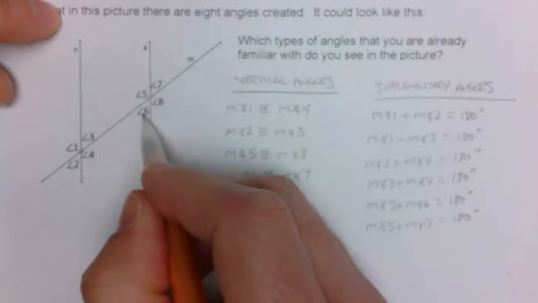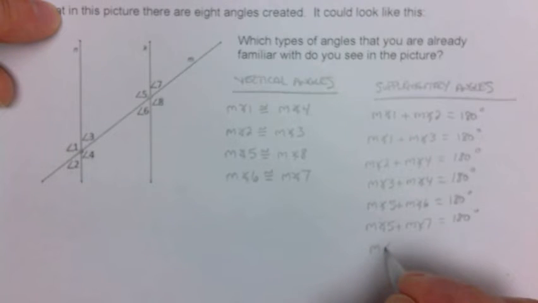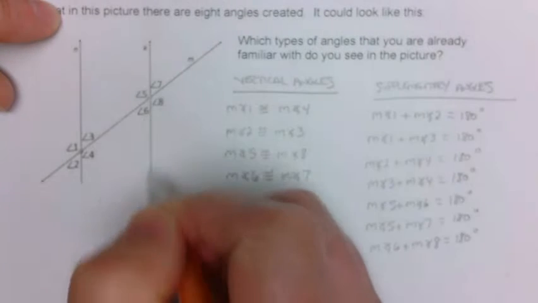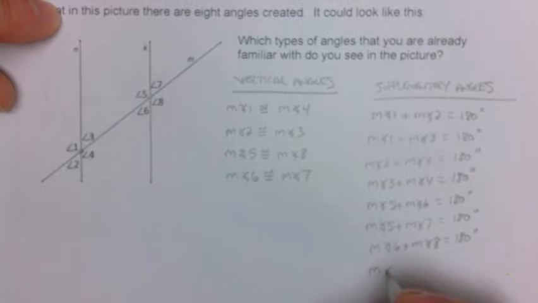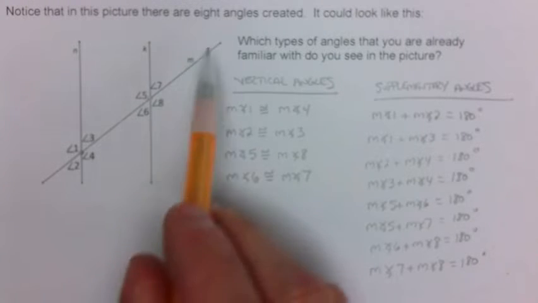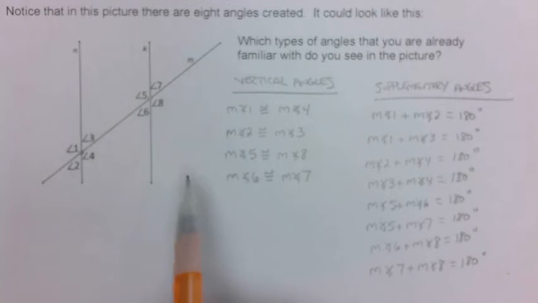Angles 6 and 8, if you put them together, they form line M. So the measure of angle 6 plus the measure of angle 8 equals 180 degrees. And then finally, angles 7 and 8 form line K when you put them together, making them supplementary. The measures of angle 7 plus the measure of angle 8 equals 180 degrees. So when you have two parallel lines that are cut by a transversal, you get four pair of vertical angles, and then you also get 8 pair of supplementary angles.